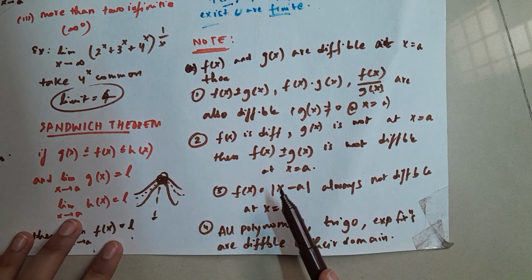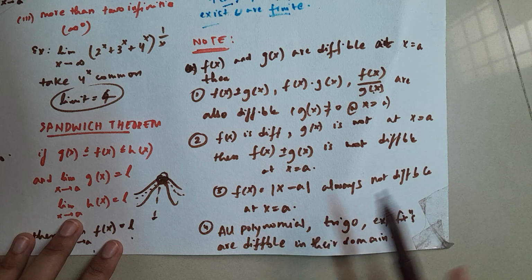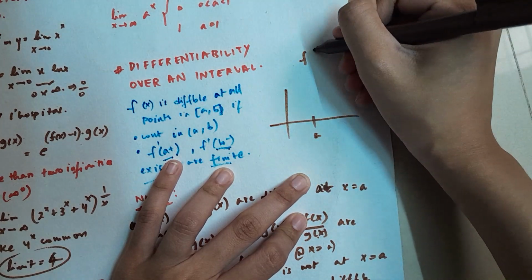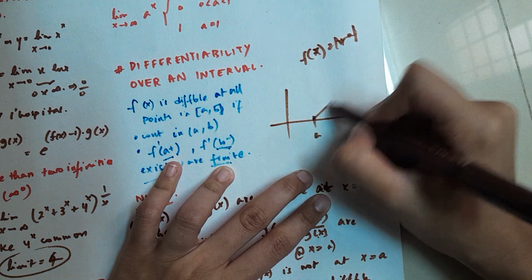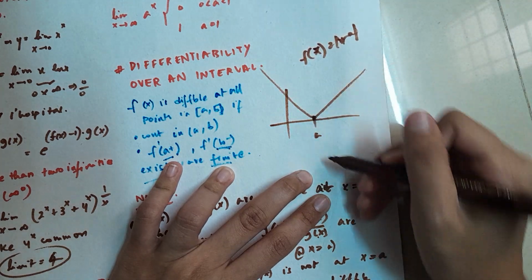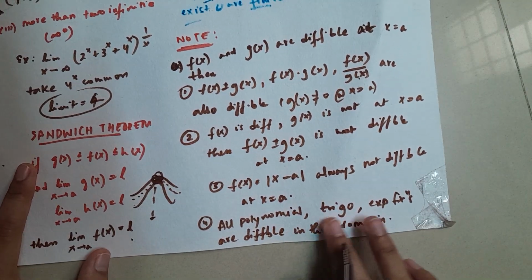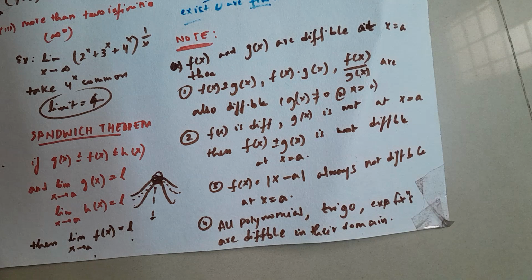Next, f of x equals mod of x minus a is always not differentiable at x equals a. Why is that? We can simply draw the graph. Let's take a to be here. The graph will look like this. You have a corner at x equals a, so it's not differentiable at that point. Lastly, all polynomial, trigonometric, and exponential functions are differentiable in their domains. And with that, we end the summary of limits, continuity, and differentiability. Thank you.